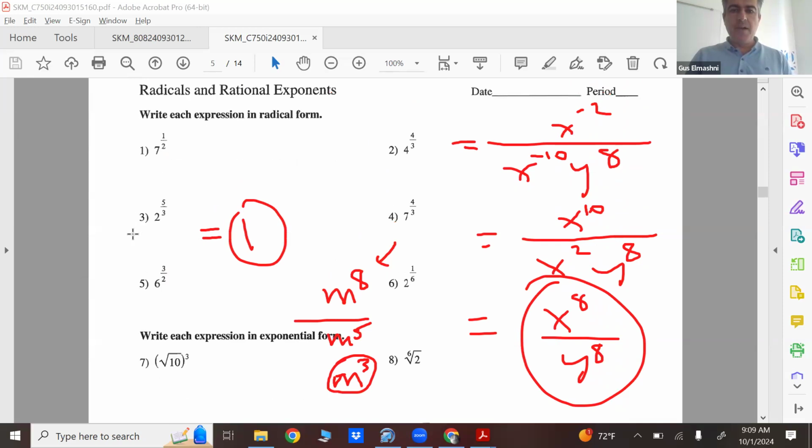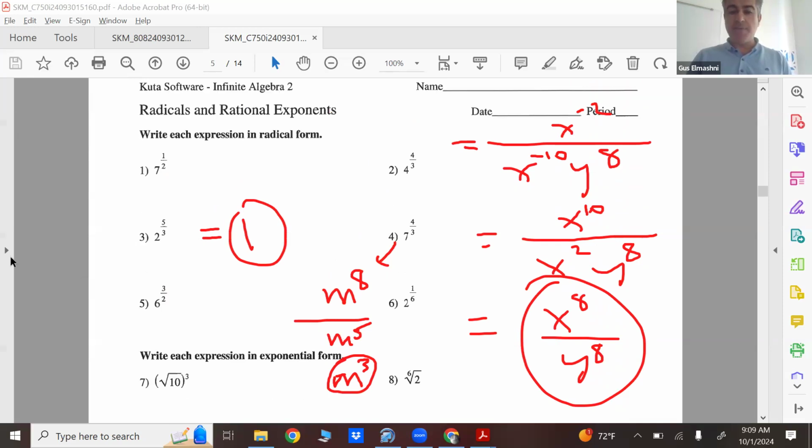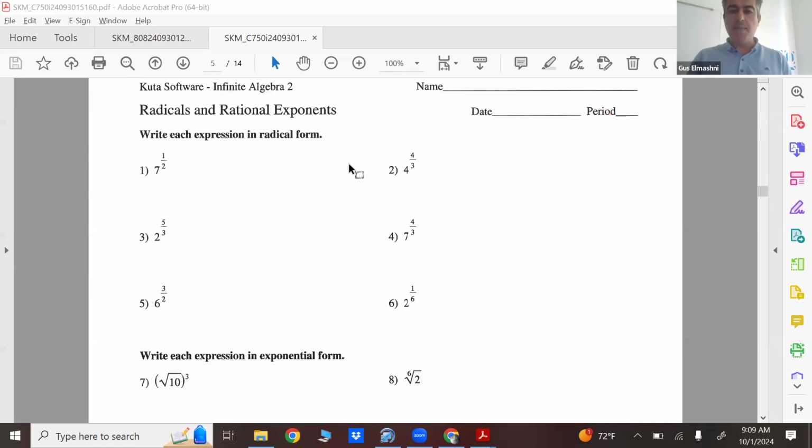Okay. Radicals and rational exponents. So we talked about this too. When you have a number, I'll put x raised to the a over b power. Then it's supposed to be this.